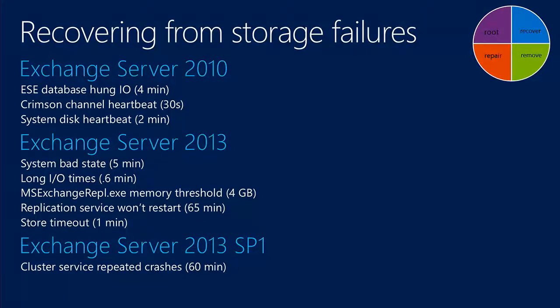Now, most of these things are storage related, but a couple of them are service related. So if the replication service just can't be restarted within about an hour's time, we'll give up and bug check the box and move everything over. If the replication service memory goes above 4 gigabytes, we'll actually terminate the service rather than bug check the box, and then allow the service to reinstantiate. If it goes over 4 gigs again, then we'll bug check the box and move service over. All right.